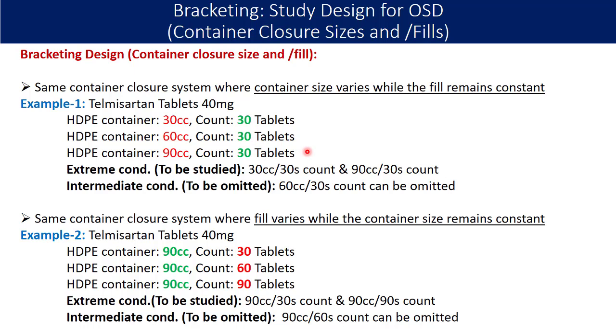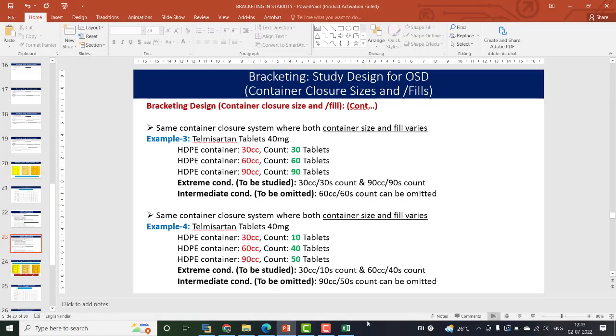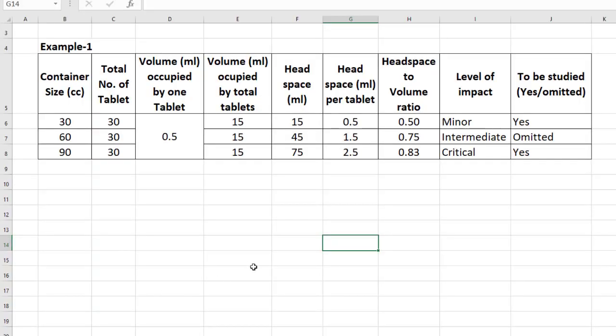Now the very important point over here is how to understand the extreme conditions. And I will take you to the Excel sheet just to understand how this can be done. Let me bring the Excel sheet over here, and this is example number one. I hope you can see the Excel sheet. The container size is 30, 60 and 90, and the number of tablets is the same, 30, 30, 30. Let us assume for some time that the volume occupied by one tablet of telmisartan 40 mg is 0.5 ml.